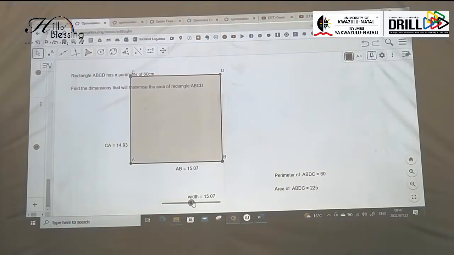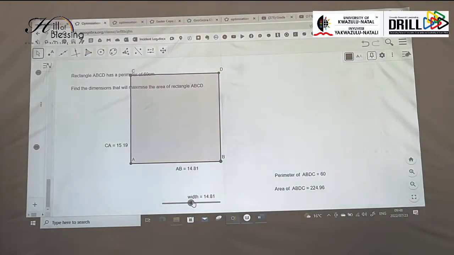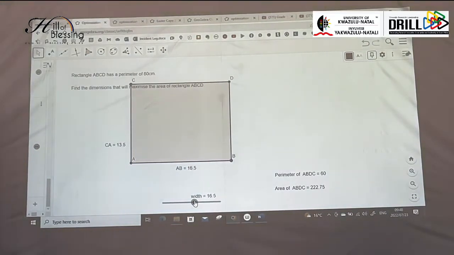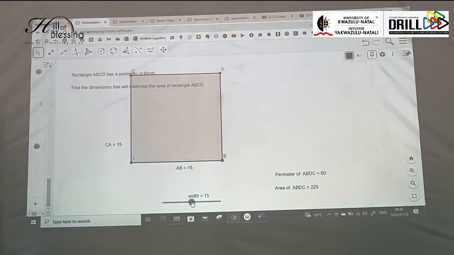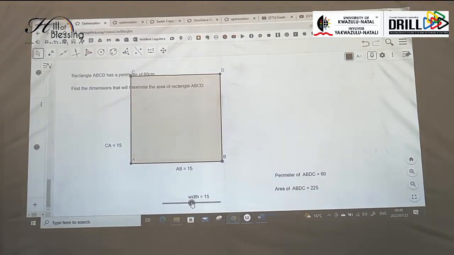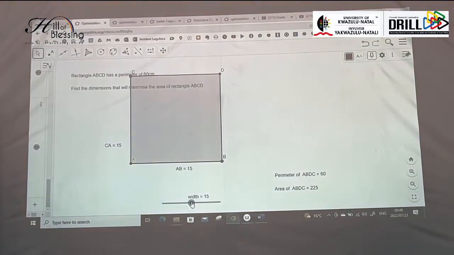Okay, 225. Now if it starts going smaller, we see it starts getting less than 225. So just from this diagram, what do we see? We see that the area of this triangle is maximized, made as big as possible, when the width is what measurement? Okay, so it says here, find the dimensions that will maximize the area of rectangle ABCD.